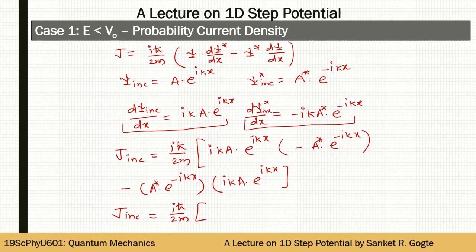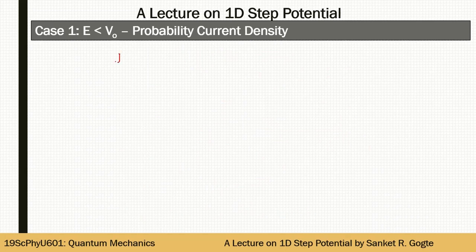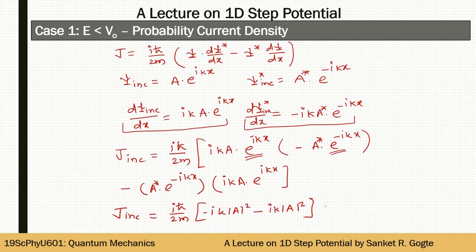So what we have is minus i k mod A square, and when you multiply these two terms, e to the power 0 is equal to 1. Minus the second term, which is also the same, minus i k mod A square. Let me carry this to the next slide. So J incident is i h cross by 2m, and if you look at the terms, it will become 2 times each of the terms in the square bracket.